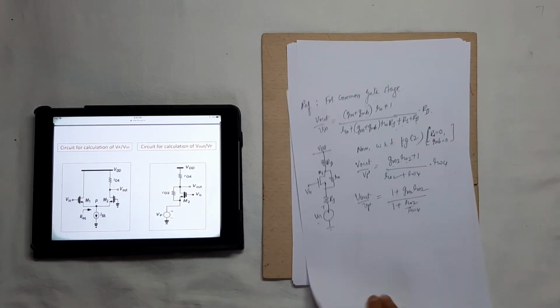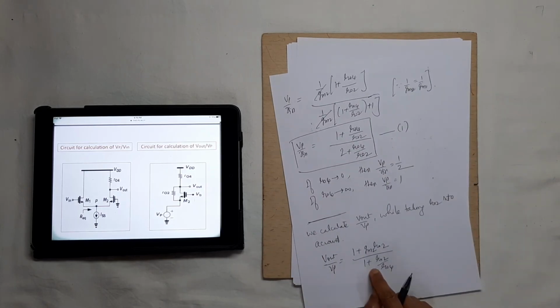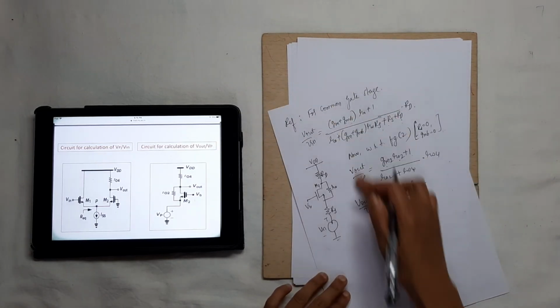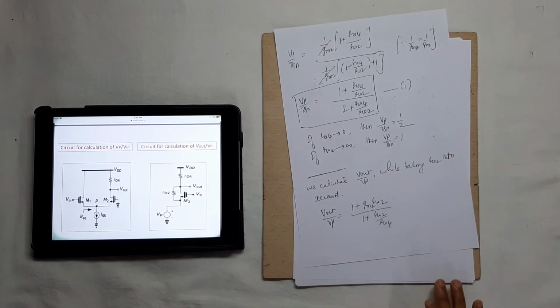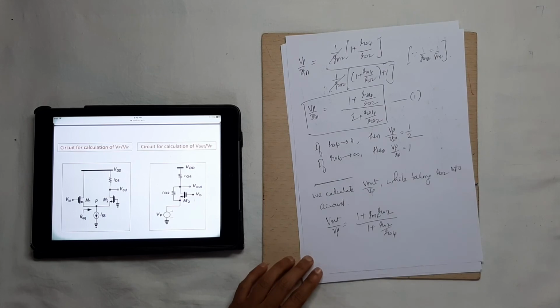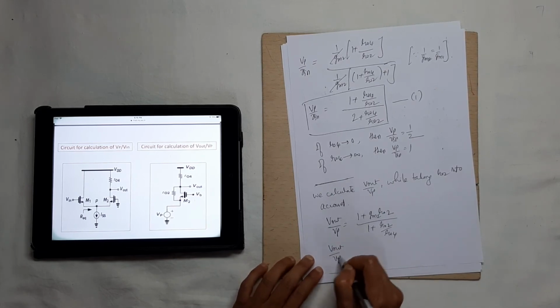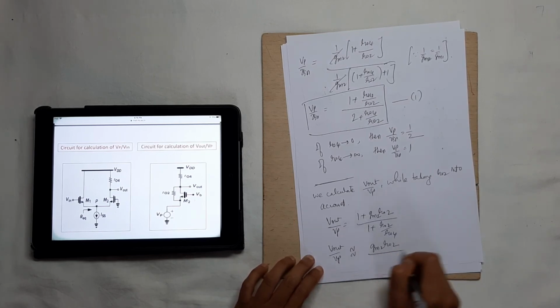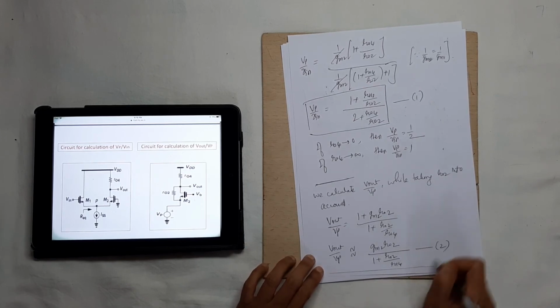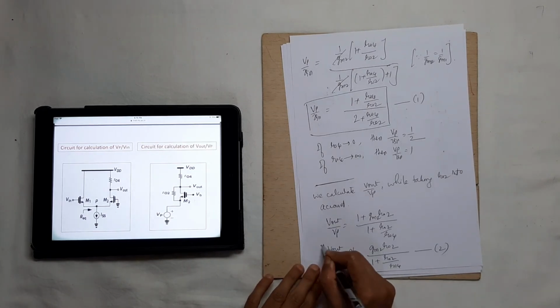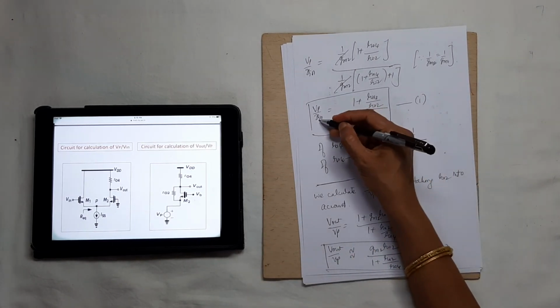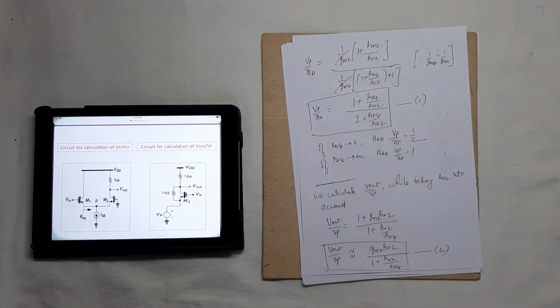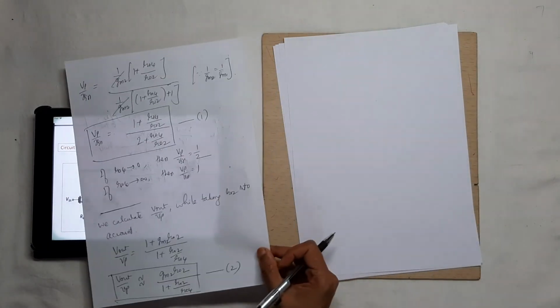This expression is same as this expression. It is only for your reference. Already we have derived this expression. So V out by Vp can be approximated as Gm2 RO2 divided by (1 plus RO2 by RO4). This is equation number 2. We have obtained V out by Vp and we have obtained Vp by Vin, and we are taking the product of these two to arrive at V out by Vin. Let us do that.